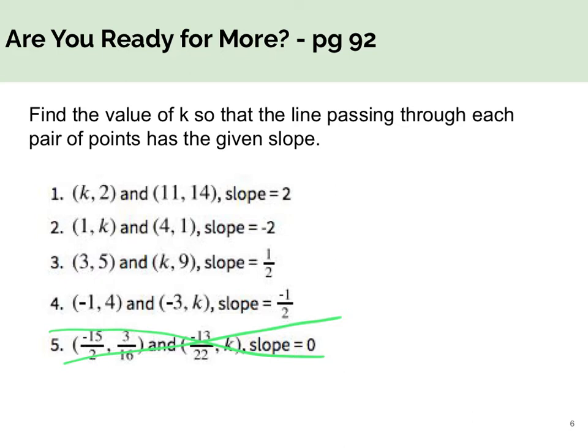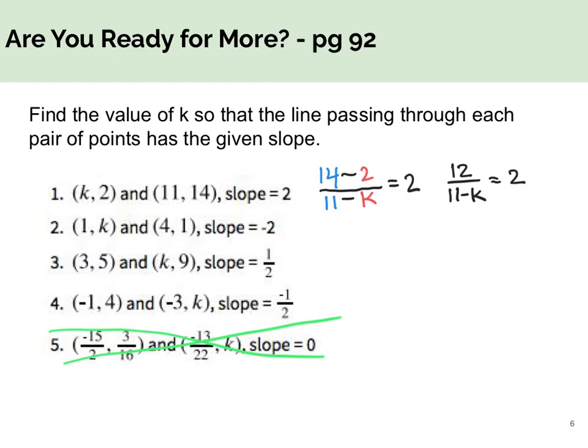Let's first of all set up our information. We're going to say 14 minus 2 all over 11 minus k. And then all of this is going to equal our slope. So let's do 14 minus 2. What is 14 minus 2? Well, 14 minus 2 is 12. 11 minus k, we are going to have to keep it that way, and then we're going to say equals 2.